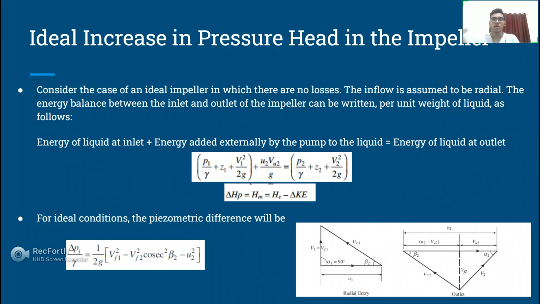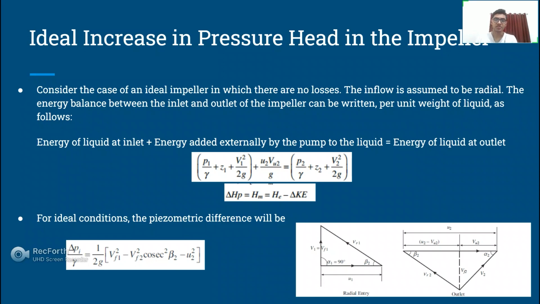The energy balance between the inlet and the outlet of the impeller can be written per unit weight as follows. That will be the energy of the liquid at inlet plus the energy added externally by the pump to the liquid, which will be equal to the energy of the liquid at outlet. So the formula given in Bernoulli's theorem's form will be as follows: p1 by gamma plus z1 plus v1 square by 2g plus Vu2 U2 by g is equal to p2 by gamma plus z2 plus v2 square by 2g.